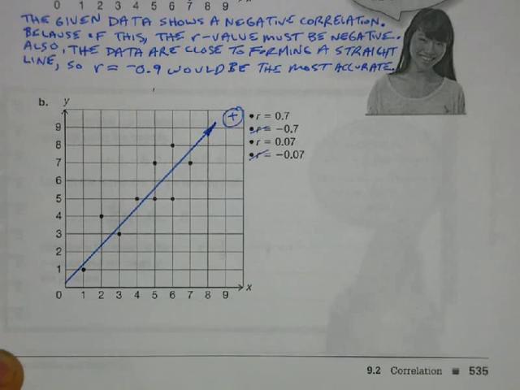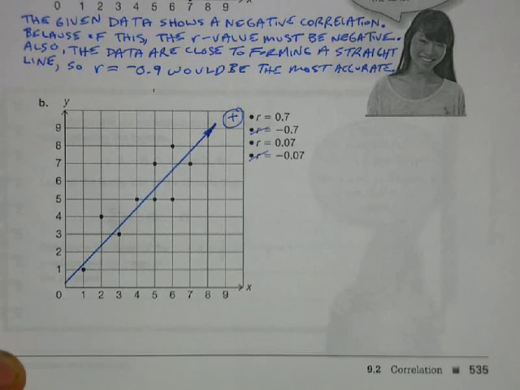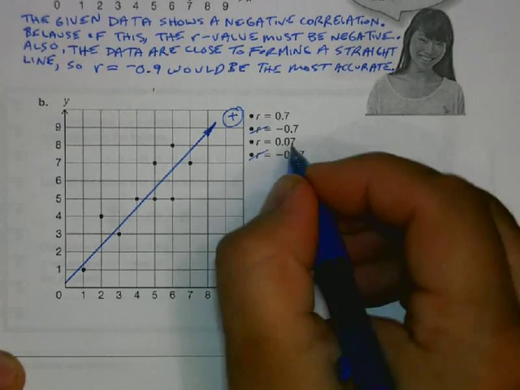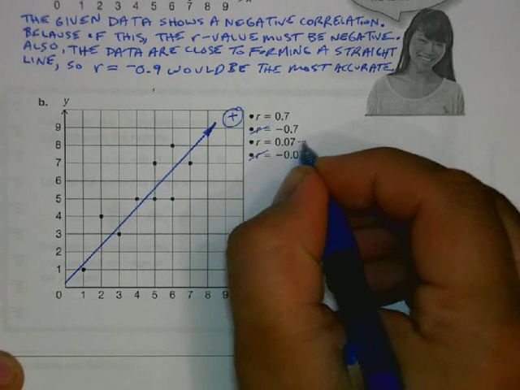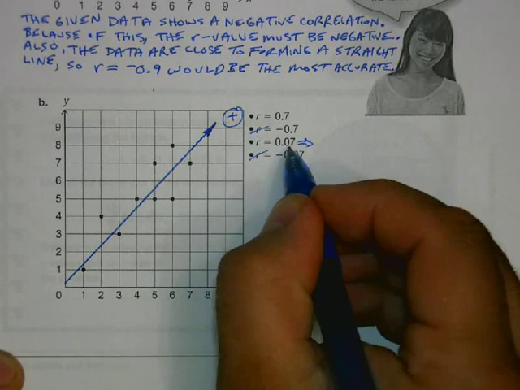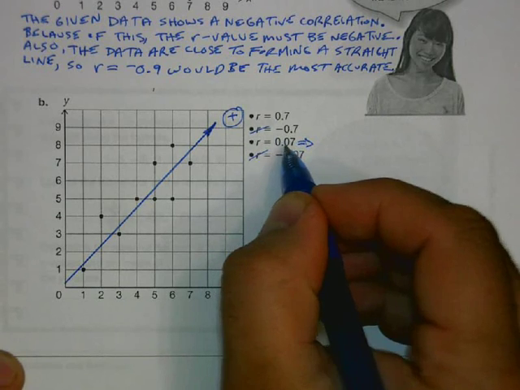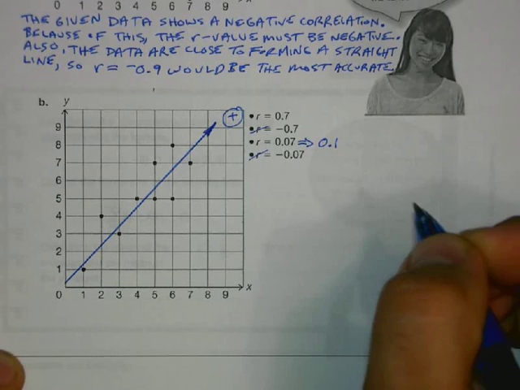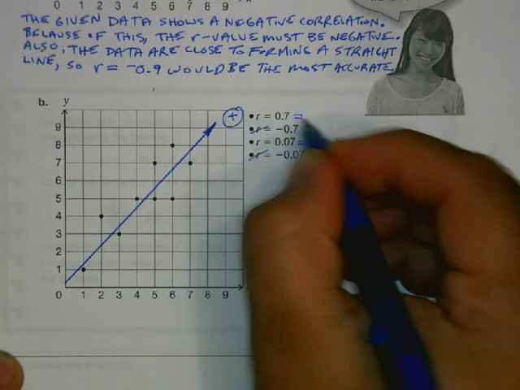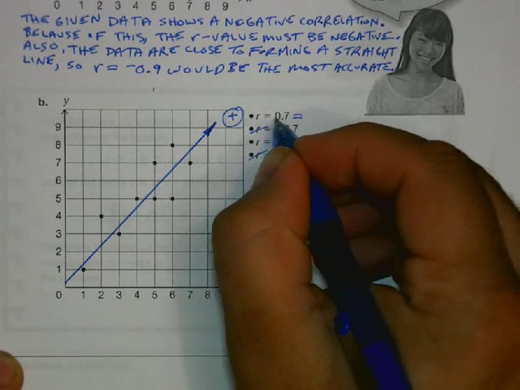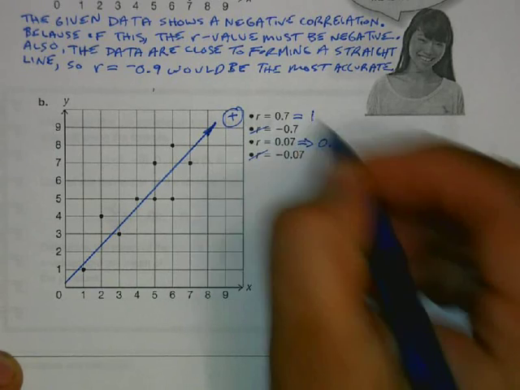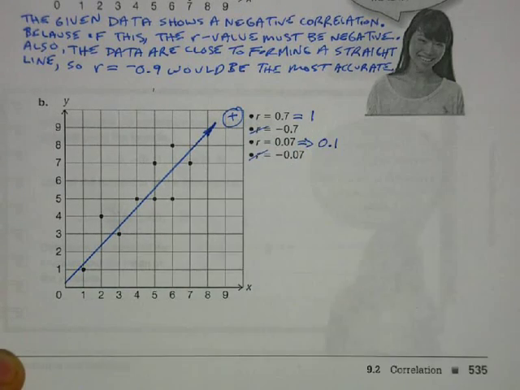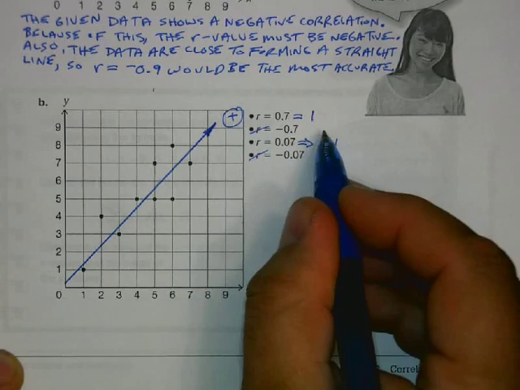So what ends up happening is we've got a positive relationship. It can't be negative. We want it to be positive. There's a 1 here. We notice these dots, the data, they're real close to that line. So this would indicate a weak relationship. This one here would be weak because it's close to 0. And this here would be strong because it's closer to 1. So we're going to go with this one right here.